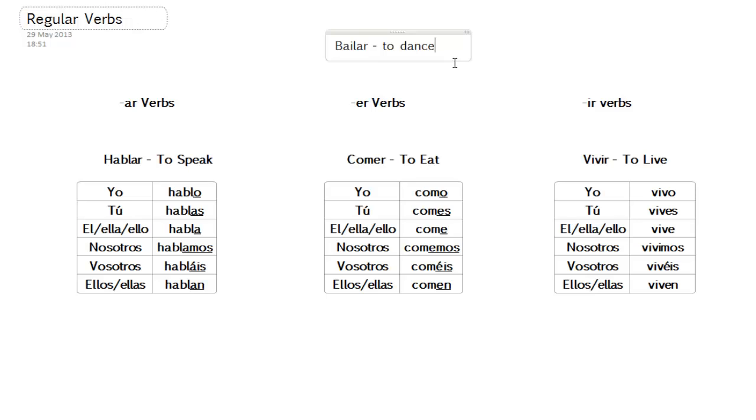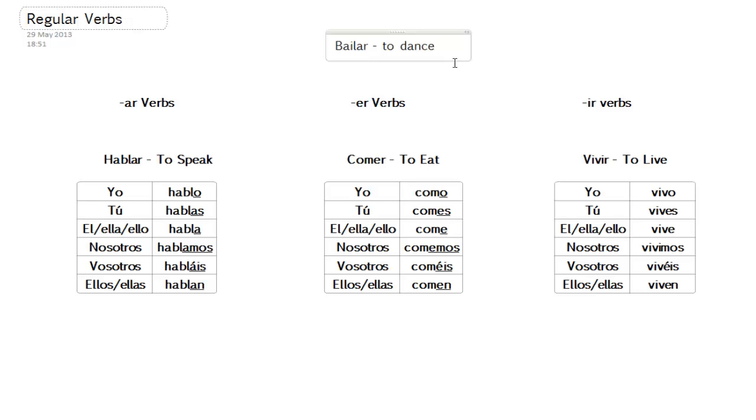It, not so much. Baila. Bailamos. Bailáis. Bailan. Okay. Yo bailo. Tú bailas. Él baila. Nosotros bailamos. Vosotros bailáis. Pardon, sorry about that. Bailáis. And ellas bailan. Now what I'm saying there is I dance, you dance, he dances, we dance, they dance. And that's how you practice it.